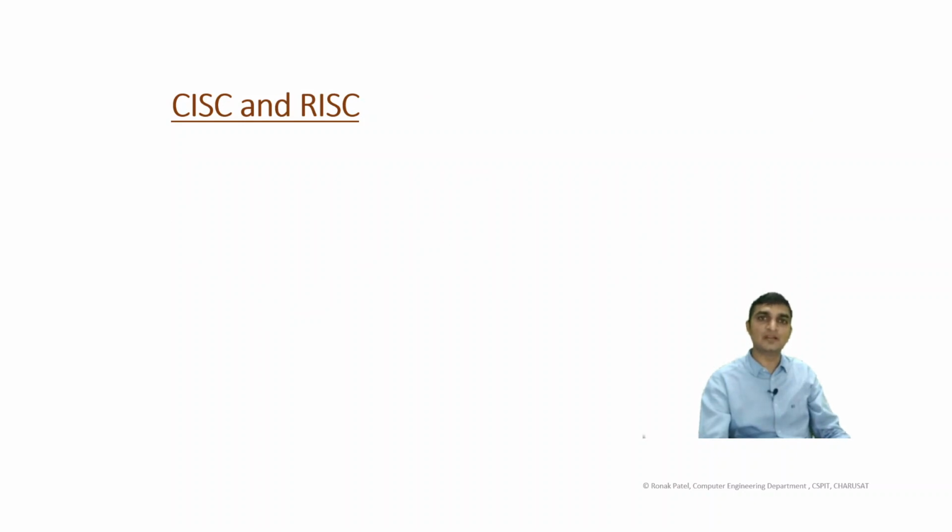Now, the two types of architecture, that is CISC and RISC, we will cover in the next lecture. Okay. Thank you.